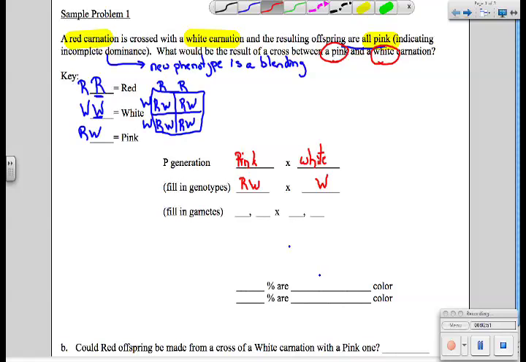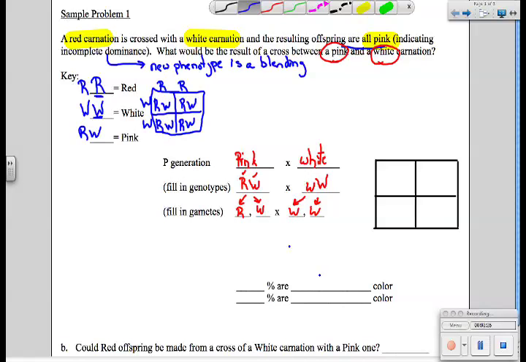Now, I'm talking about one trait here. The trait is color. Even though I have these two different alleles, the trait is color. So I want only one trait in each of my gametes, and I want only one copy of that trait. So this parent can give an R or a W. The white parent can give either a W or a W. Let's go ahead and set up my box and take a look at what the cross results are.